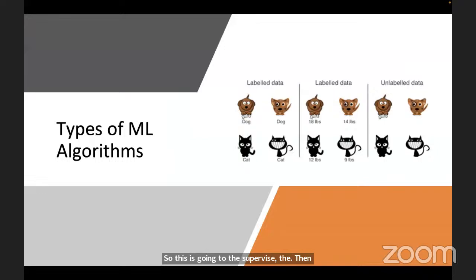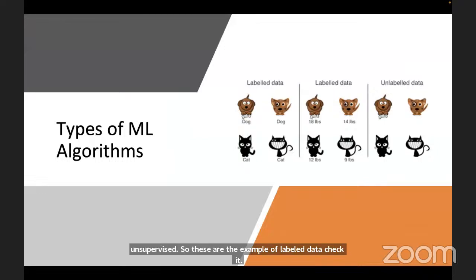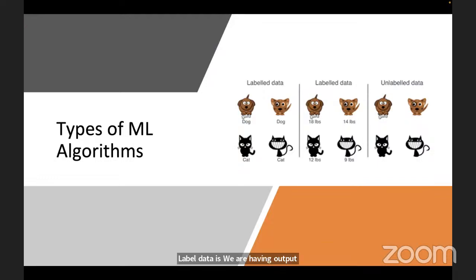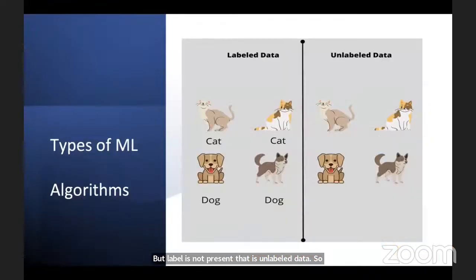Check it. Label data means we are having output associated with the images. In the last column is the unlabeled data, but in the middle, it is labeled data. Below the image of dog, dog is written. Below the image of cat, cat is written. And so on. If the image is present, but the label is not present, that is unlabeled data. These are the differences between labeled data and unlabeled data.